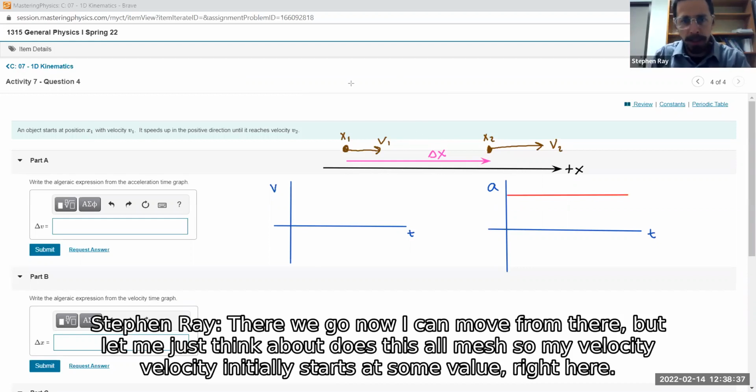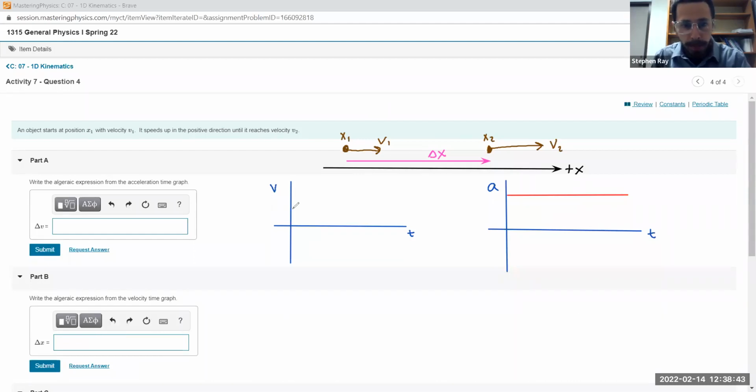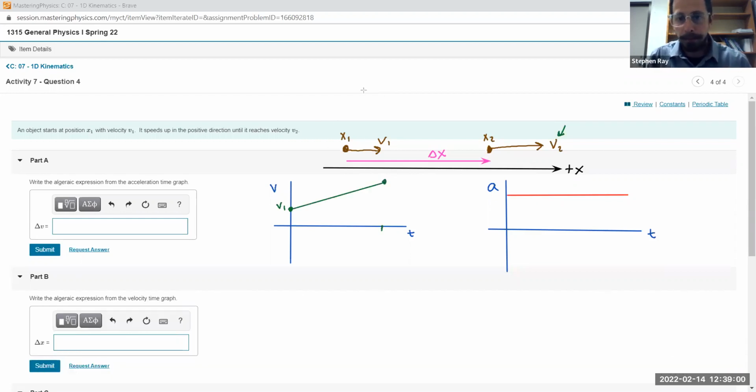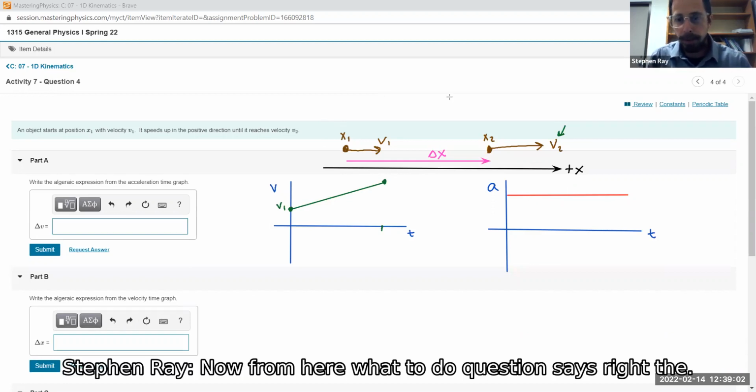So my velocity initially starts at some value right here, and that's my v1. At some time later, I'm at a higher velocity, v2, that is a bigger positive value. There you go, there's my two dots, connect them with a straight line. And I have a positive slope that matches with my acceleration graph there. Wonderful, great.